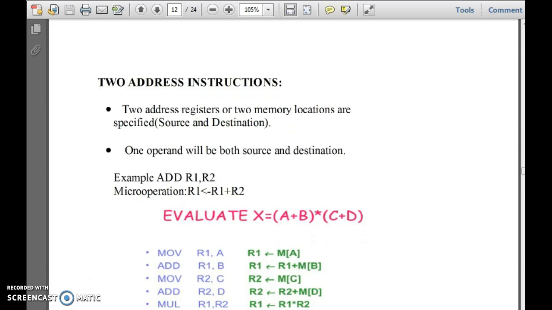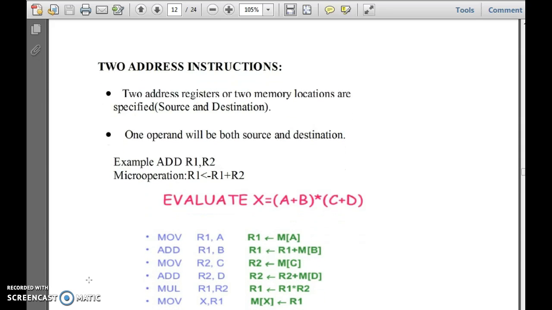Next, the 2-address instruction. Here two things are involved: one is the source and the other is the destination. An example is add R1, R2. Here R1 acts as both a source and a destination. So R1 and R2 are added up and the result is again placed in R1.